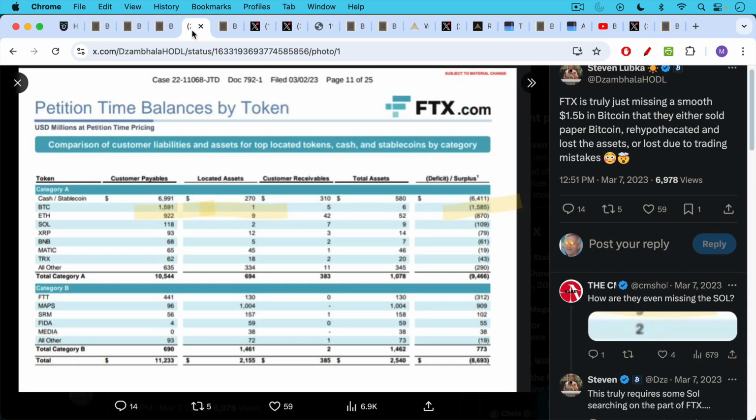I'll link to this balance sheet in the description notes below, but here we can see that in terms of Bitcoin, FTX had $1.6 billion worth of customer payables. In other words, Bitcoin that they owed customers, and then they only had $1 million worth of Bitcoin to make all of those customers whole. So they had a huge deficit.